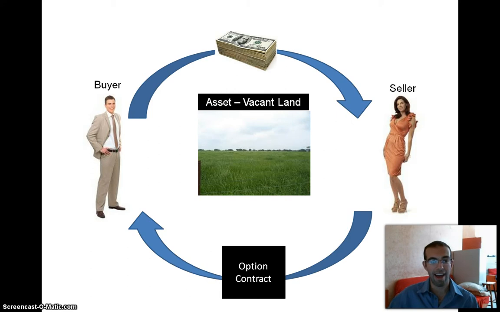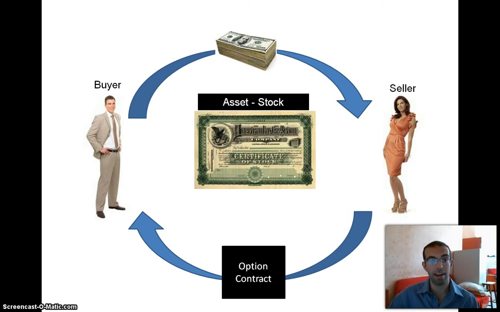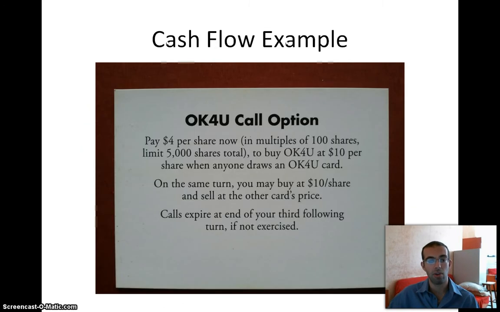So the asset could be anything. It could be vacant land, real estate. In this case, it's going to be stock in the game. Here's an example in the game. You can pull this card, OK for you call option. Pay $4 per share now in multiples of 100 shares, limit 5,000 shares total, to buy OK for you at $10 per share when anyone draws an OK for you card. On the same turn, you may buy at $10 a share and sell at the other card's price. Calls expire at the end of your third following turn if not exercised.